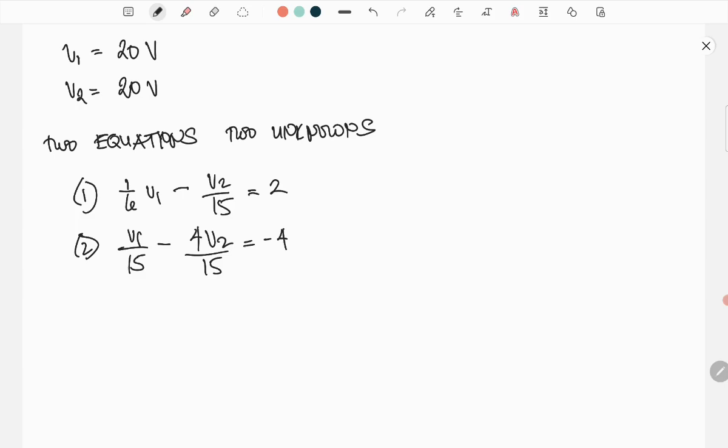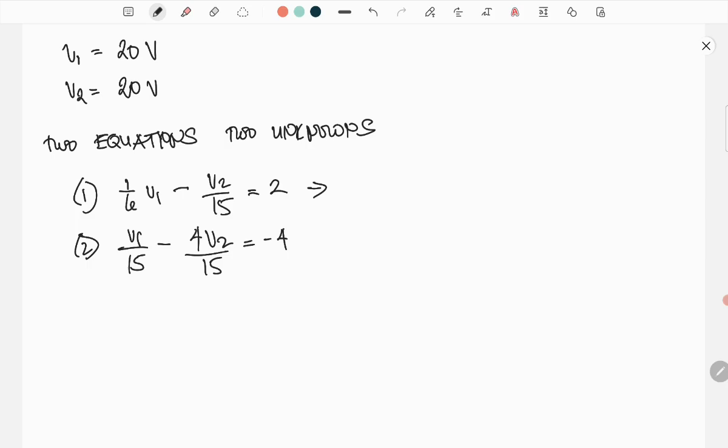The very first step, the ultimate goal that you want to achieve in implementing two equations, two unknowns, is to eliminate all the denominators in your equation so that it is easier for you to execute the elimination of one of the variables. So how are we going to do that? Let's start with equation 1.